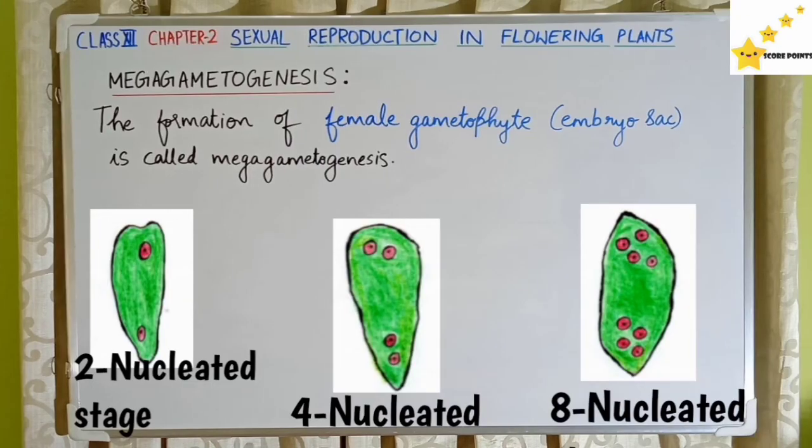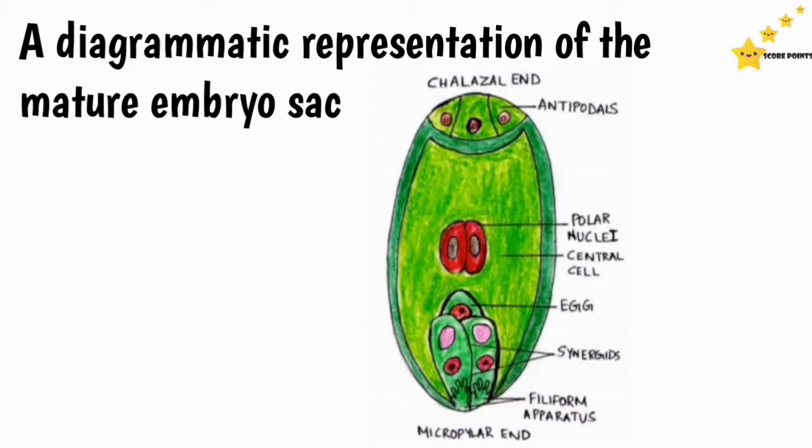The next important process that you have to learn in this chapter is megagametogenesis. The formation of the female gametophyte or embryo sac is called megagametogenesis. You can see the diagrammatic representation of a mature embryo sac on the board. So we'll learn about the formation of this embryo sac in detail.